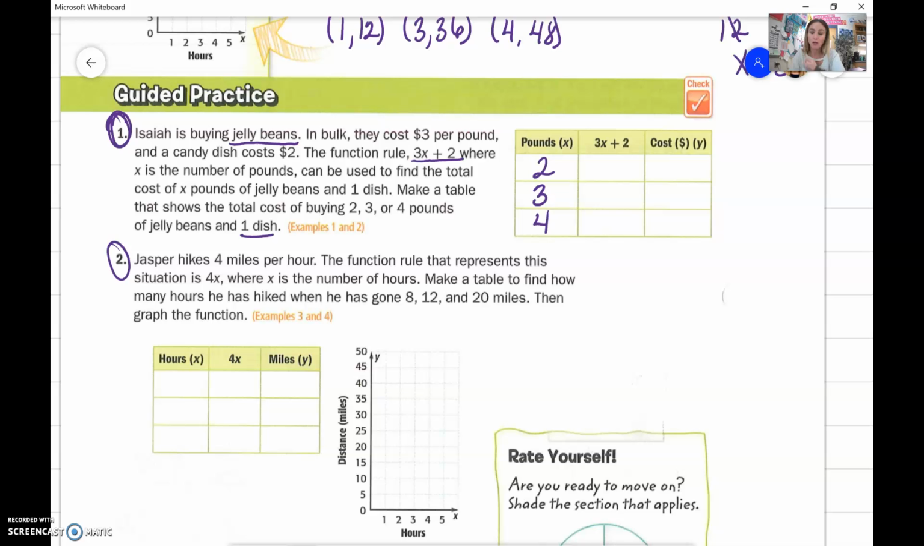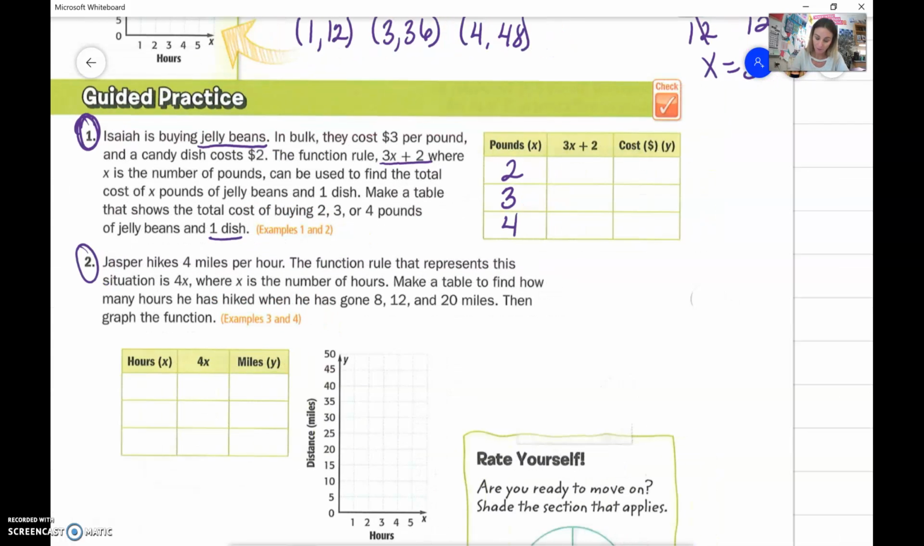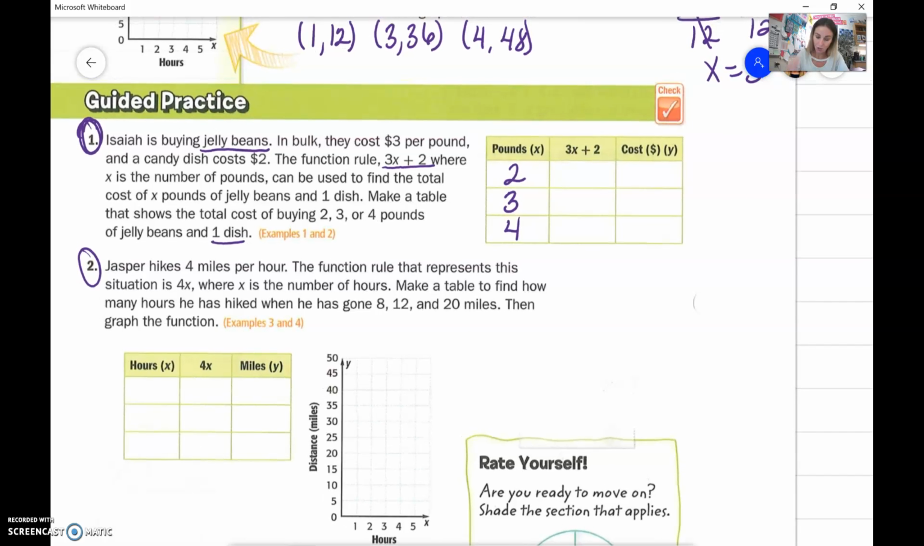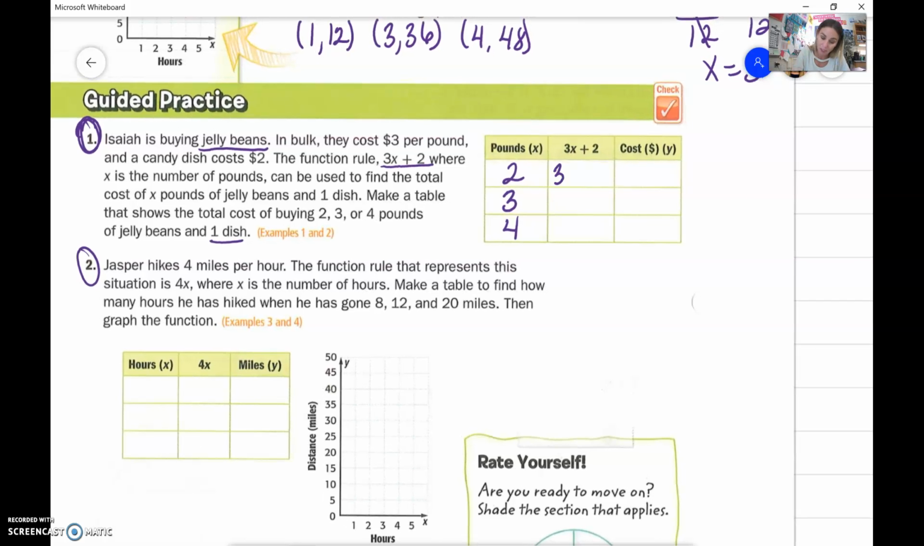We are going to go ahead and solve by replacing our x with 2 in 3x plus 2. So if we were to do this problem, it looks like this. 3 times 2 is 6, plus 2 is 8. Therefore, if we were to buy 2 pounds plus a candy dish, it's going to cost us $8.